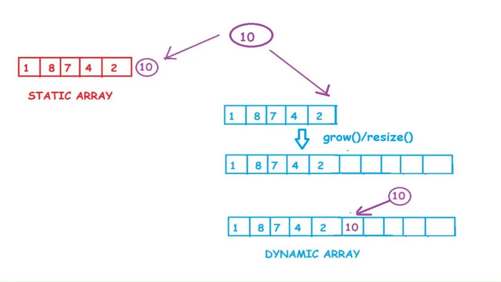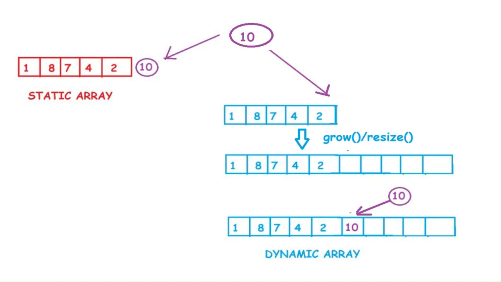On the left hand side, you can see that we allocated 5 memory blocks for the static array in the memory region. Because we only allocated 5 blocks of memory for the array, when the sixth element or the sixth integer is added to the array, the addition cannot happen because we have run out of memory. Whereas on the blue part, on the right hand side, when the array has run out of memory, it can double its size by the grow or resize functions.